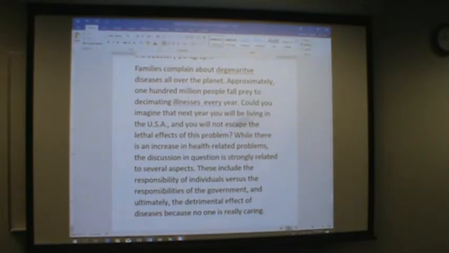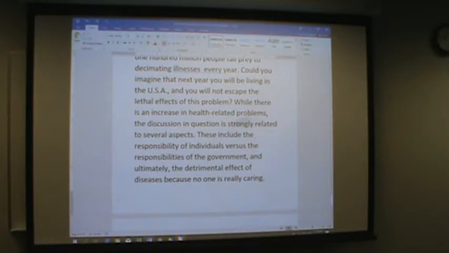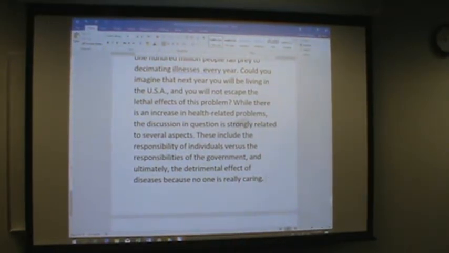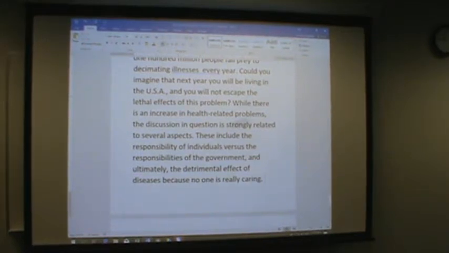Families complain about 1, approximately 2, you said 3, 4, these include 5. But hey, these are 5 strong sentences. They have variety, they have vocabulary, they have word accuracy. Now, here we go. This is it. Now, these include the responsibility of individuals versus responsibilities of the government, and ultimately the detrimental effects of diseases because no one is really caring.